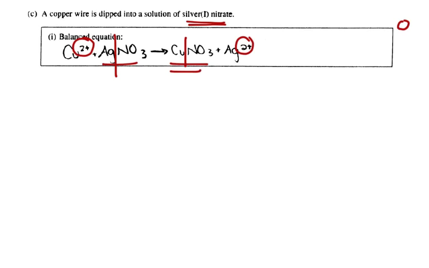This guy here should have been broken up. Okay, that's the wrong charge, so this is all wrong. Now, they still get a balancing point because they have 1 copper, 1 copper, 1 nitrate, 1 nitrate, 1 silver, 1 silver, and they have 2 plus, 2 plus on each side. So even though this equation is not correct, they're going to get their balancing point, so they got 1 point out of this.